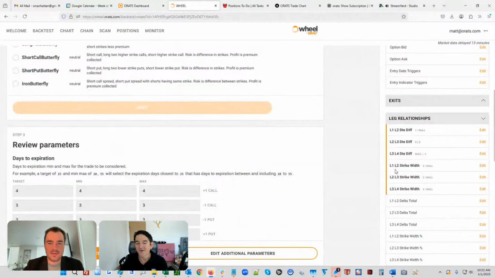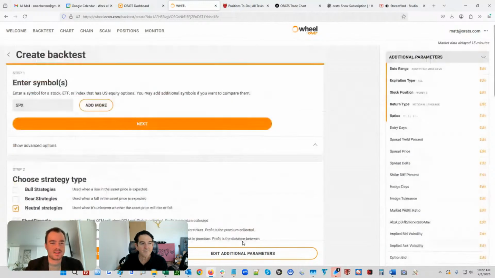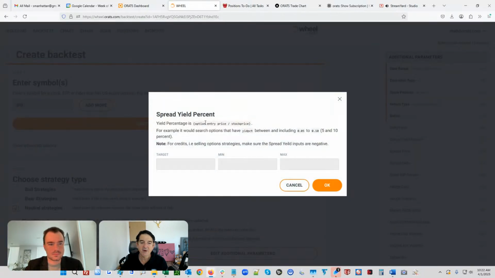We have a really cool backtest finder and then the custom backtester within that tool. But the legacy is where you can really get into the nitty gritty of some of these parameters, like the ratios and DTE difference. And you could set your spread yield, how much you want to get, like you could set the option price that you want to pay or get divided by the stock price. I love using that too.